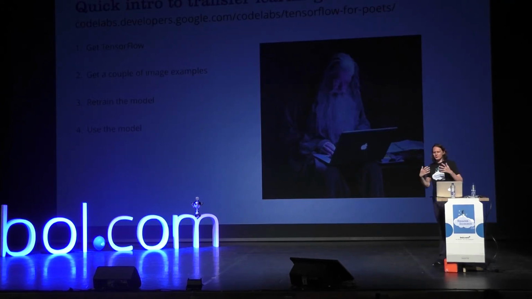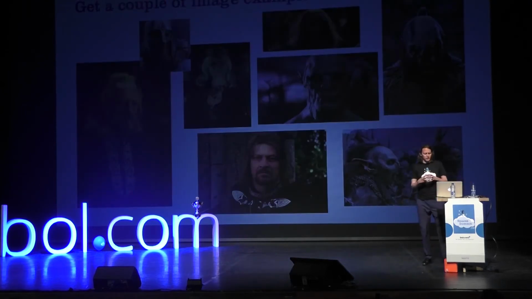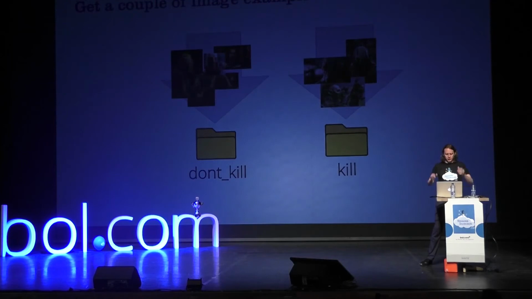So it's really, really simple. I'm not going to explain completely how it works. I just hope that at the end of this talk you will think, okay, if he can do it, then I can definitely do it as well. There's this Codelabs from Google, which is really nice. Go there later. You can get TensorFlow first. You just pip install TensorFlow, and you get the code from the Codelabs. Then you get a couple of images from the internet. I just got a couple of humans and a couple of orcs, and I put them all into folders. Don't kill humans, don't kill orcs.